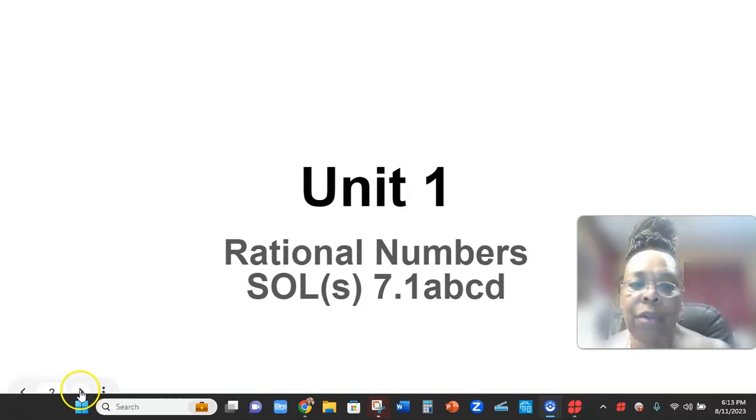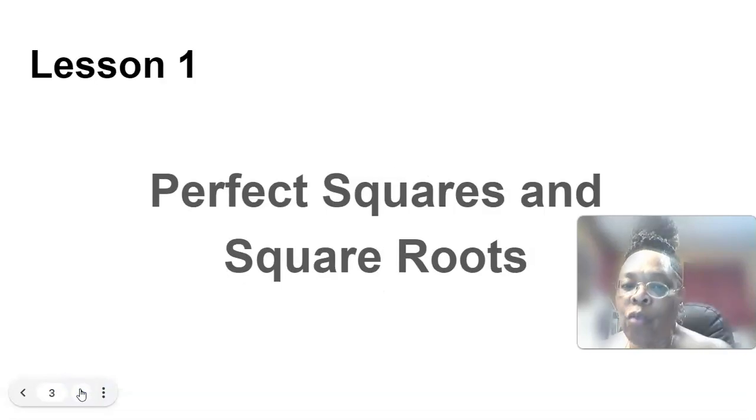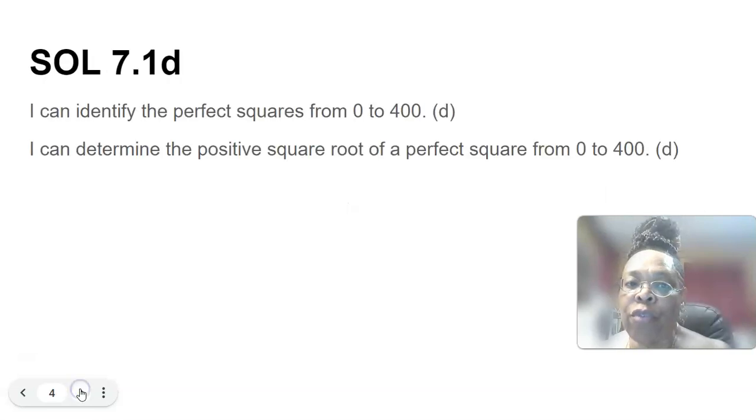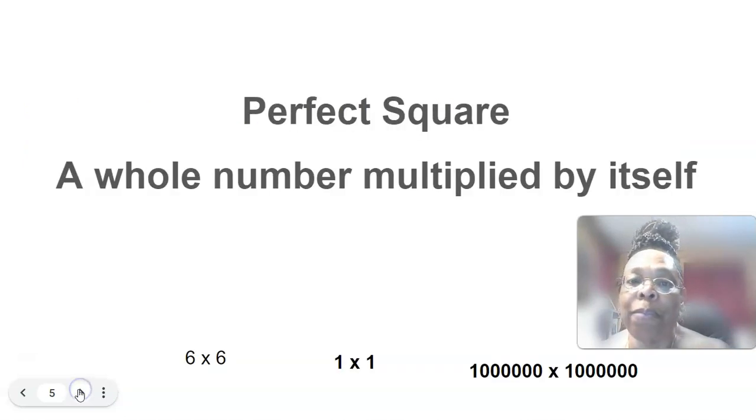Unit 1, Lesson 1, Perfect Squares and Square Roots, SOL 7.1D. I can identify the perfect squares from 0 to 400. I can determine the positive square root of a perfect square from 0 to 400.